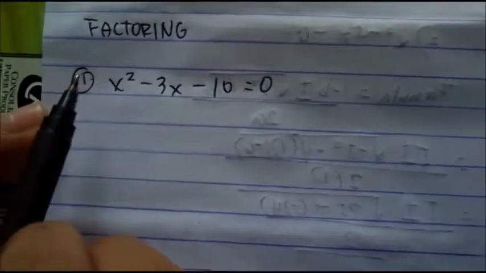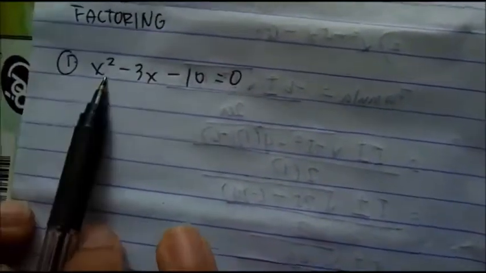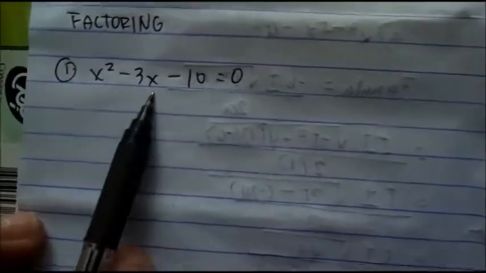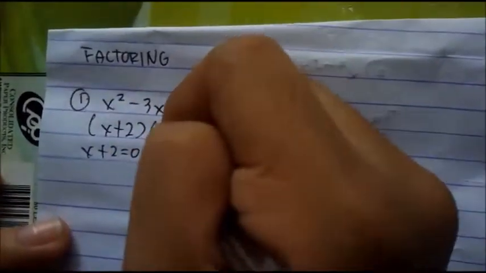So let's move on. For factoring, the given equation is x squared minus 3x minus 10 equals 0. So, we need to find the factors that give negative 3 and negative 10. The factors are x plus 2 times x minus 5 equals 0. x plus 2 equals 0. Then, x minus 5 equals 0.